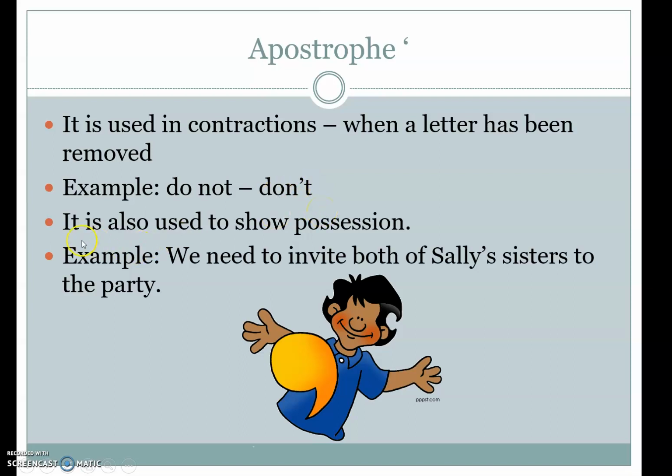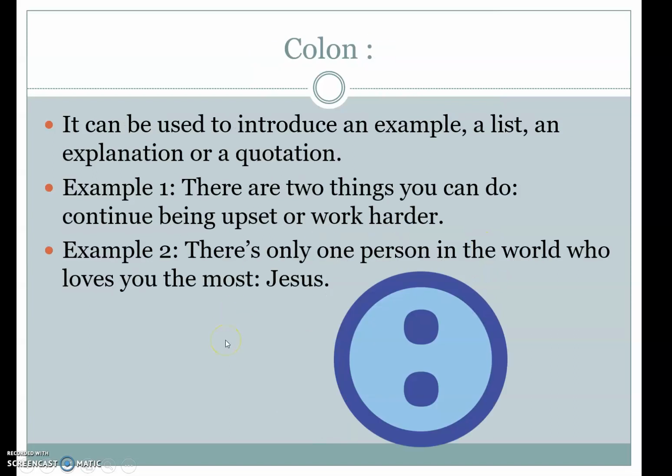Very easy. Now, the apostrophe is used for contractions, but it is also used to show possession. So, for example, we need to invite both of Sally's, Sally, apostrophe S, sisters to the party. Sally's sisters. That means the sisters belong to Sally. It's Sally's sisters. It's her possession. Therefore, the apostrophe S.